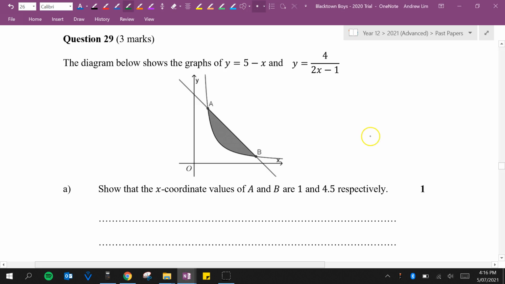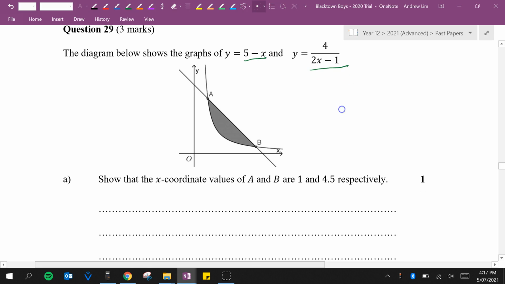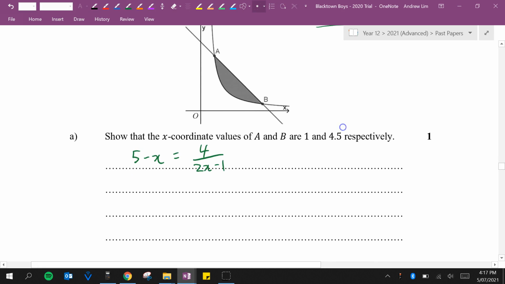So because they intersect, we just need to make them equal to each other. y equals 5 minus x, y equals 4 over 2x minus 1. So we can say that 5 minus x is equal to 4 over 2x minus 1. That's because they're both equal to y, so they're equal to each other. So I'm going to have 5 minus x times 2x minus 1 is equal to 4.